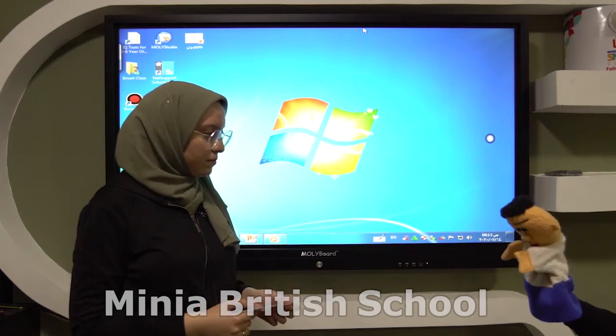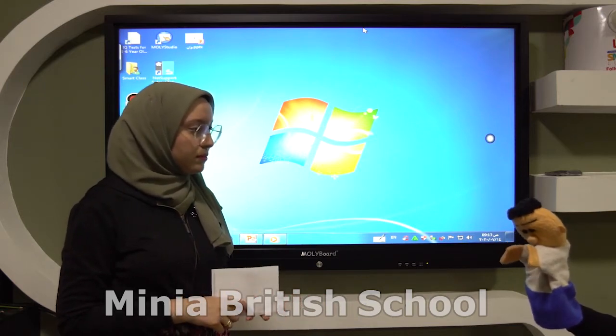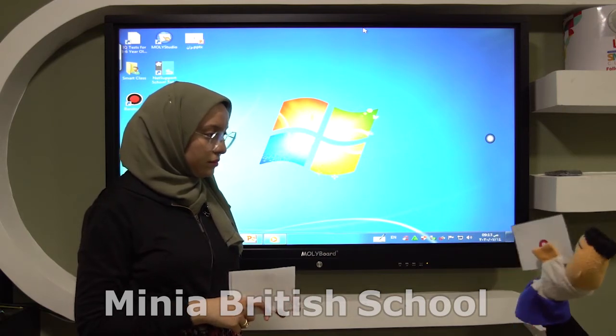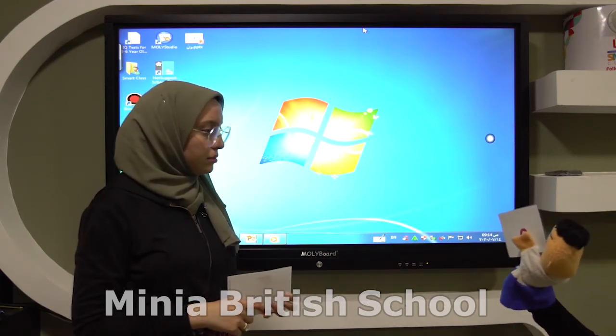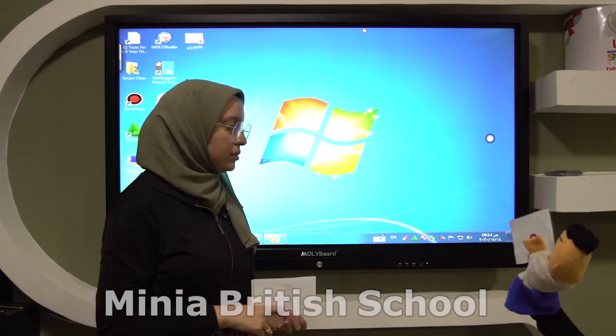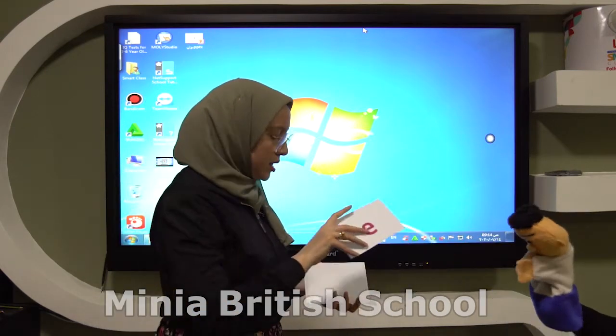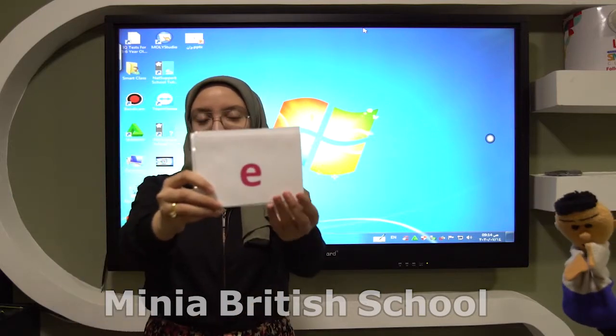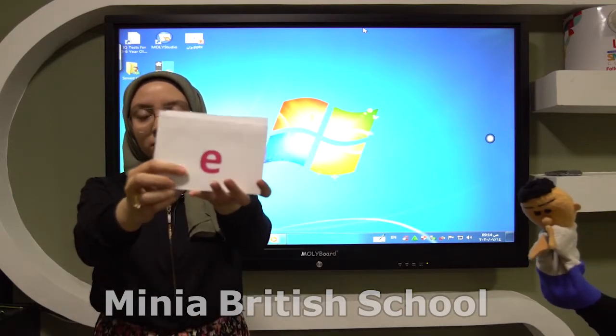Well, I was playing in the playground and I found this card. And I don't know, what's this card? Do you know what this card is? Let's see. Kiji, do you know what is this card? What is this sound? Do you know?